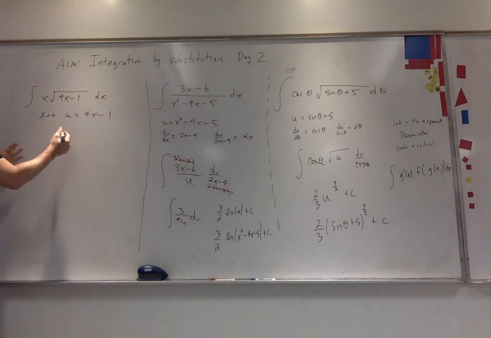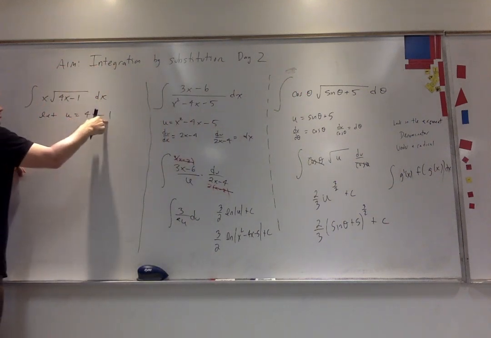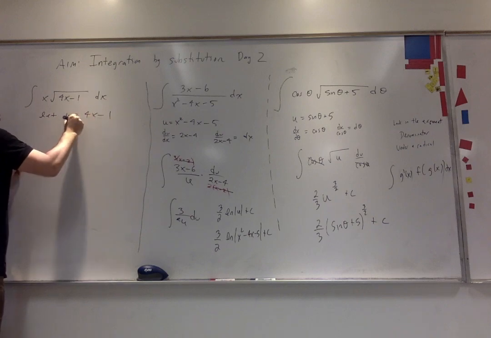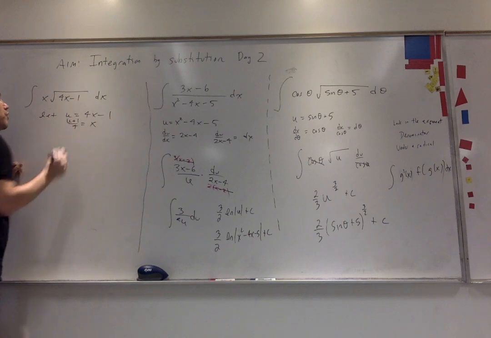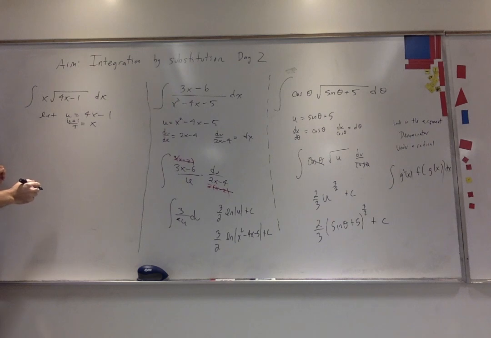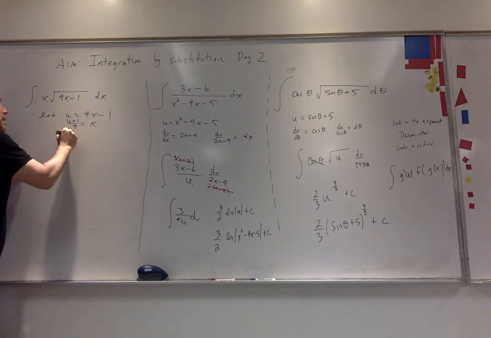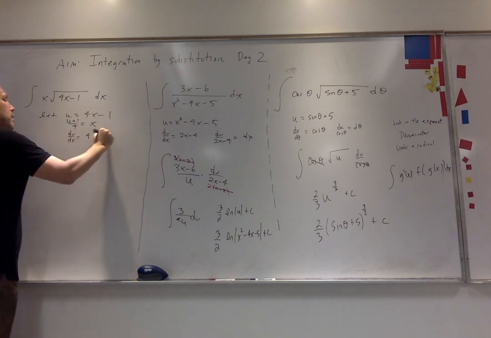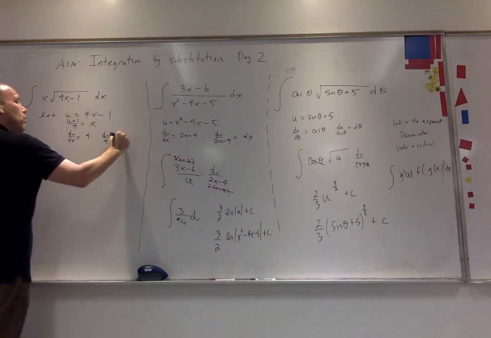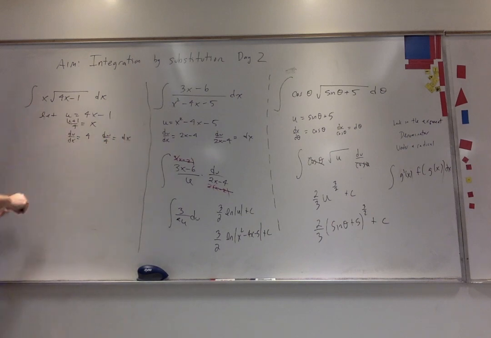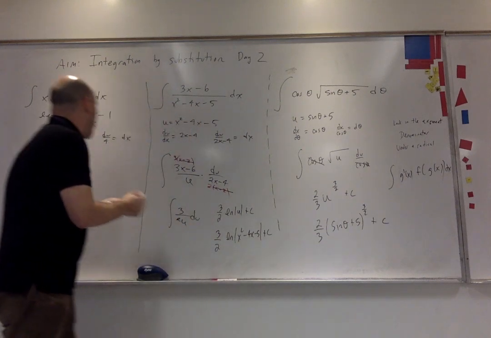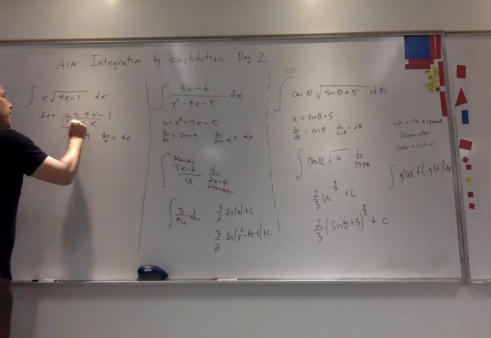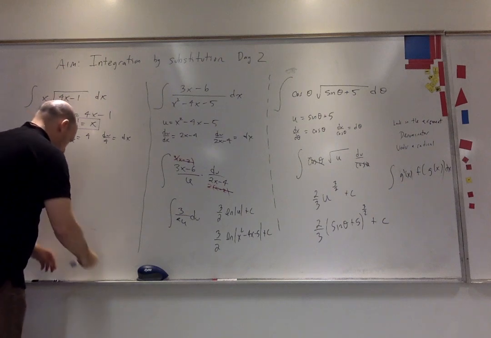Well, you notice that if u equals 4x minus 1, that means that (u plus 1) over 4 equals x, right? And du over dx equals 4. So du over 4 equals dx. Let's put this back together again. This is the important part. This is what we're interested in. Let's see what happens when I substitute this.